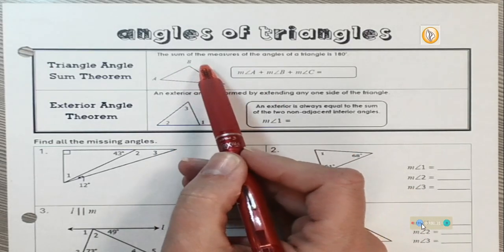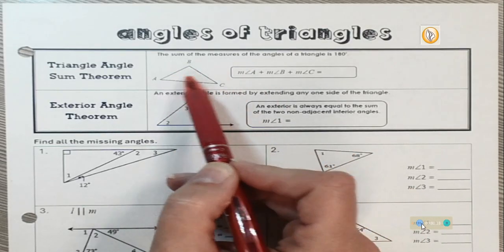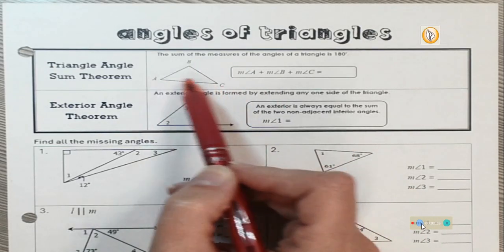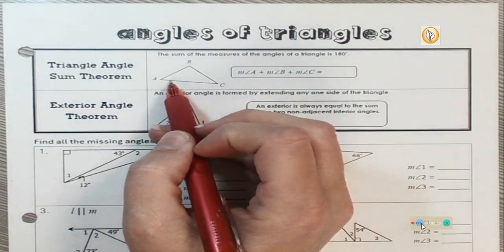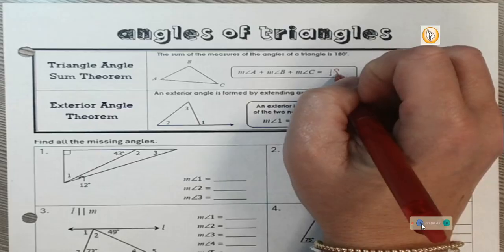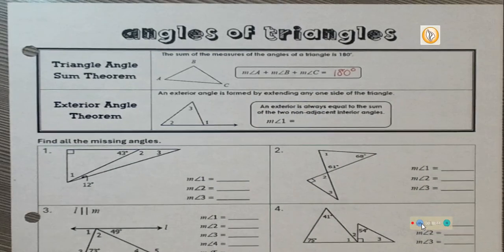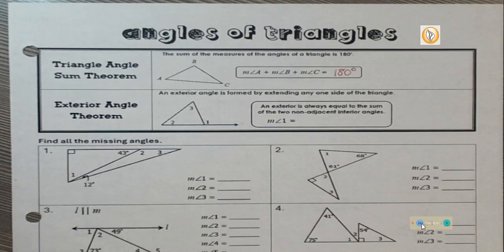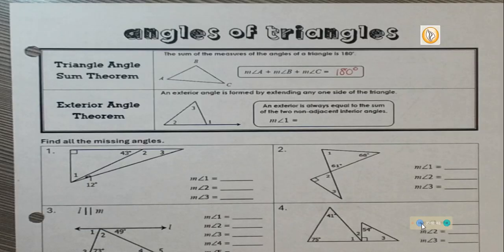That tells you that the measure of the angles inside a triangle is always 180 degrees. So if you take angle A, you add angle B, and you add angle C, it's going to equal 180 degrees. So any triangle I have, if I know two of the angles, I can take those away from 180 and find the missing angle.